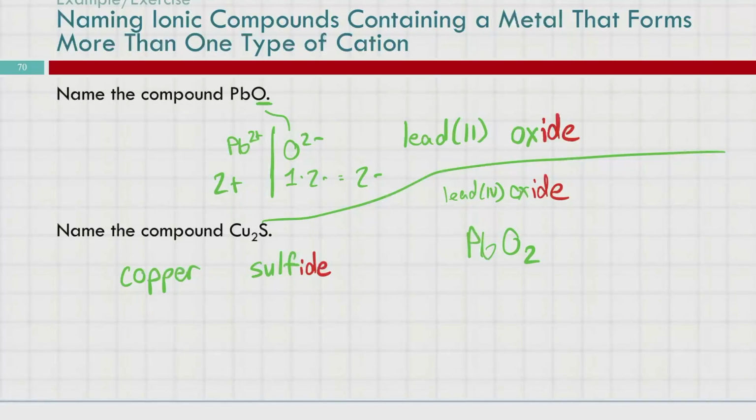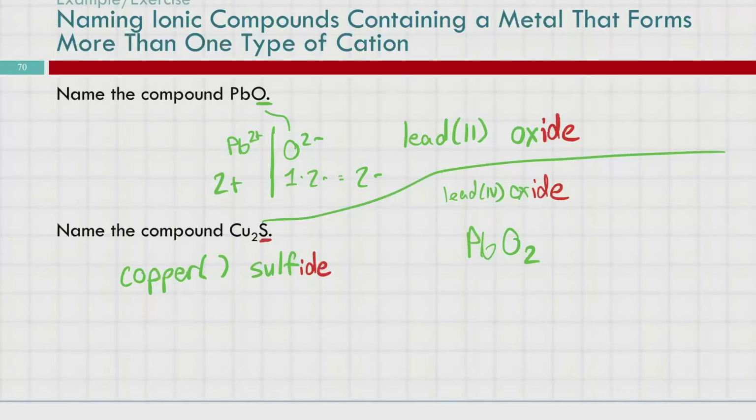What charge does copper have? Just generally. Generally, we're not sure, right? It's one of our transition metal elements, so we need to leave some parentheses. We're going to have to figure out what the charge on copper is. But we could start off writing this copper, parentheses spot, sulfide, and then figure out what goes in the parentheses.